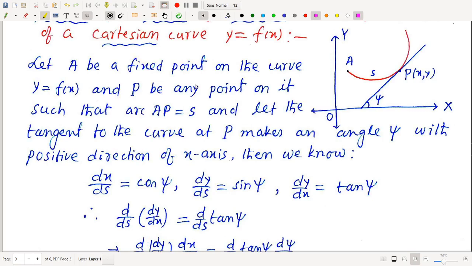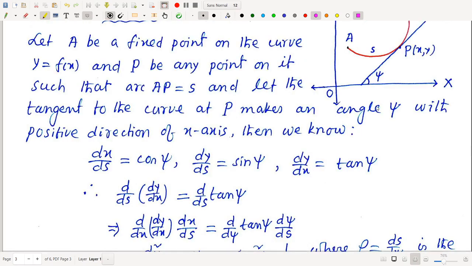Let capital A be a fixed point on the curve y equal to f(x) and P be any point on it such that arc AP equal to s, and coordinates of P are x and y. And let the tangent to the curve at P make an angle psi with the positive direction of the x-axis. Then we know dx by ds is equal to cos psi, a standard result already shown. dy by ds is sin psi and dy by dx is tan psi, the slope of the tangent.